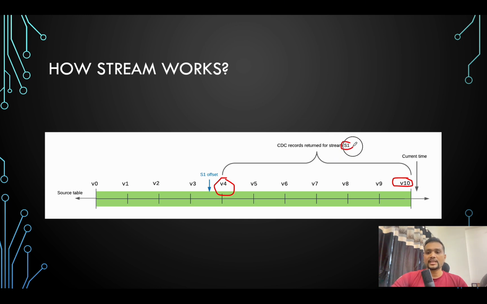The stream name is S1 here. Whenever you try to consume at the V10 level, you will get whatever data was inserted or modified between the V3 and V10 snapshots. So V4 through V10 will be included. Okay, so that's how this stream works.